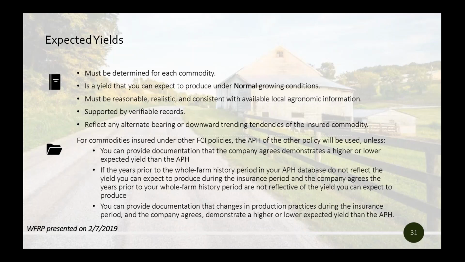So again, finally, if you can provide documentation that changes in your production practices during the insurance period have occurred and the company agrees, it demonstrates a higher or lower expected yield than the APH. So in some cases, this may be subsurface irrigation or some other changes like that.